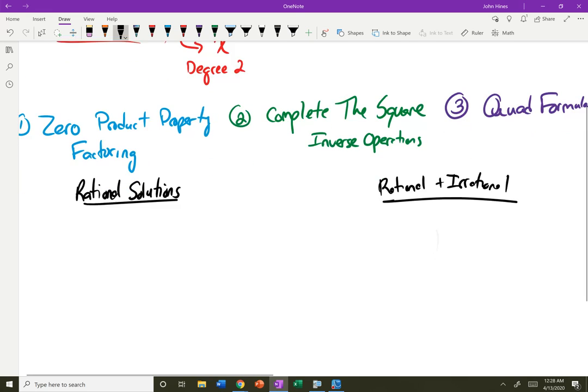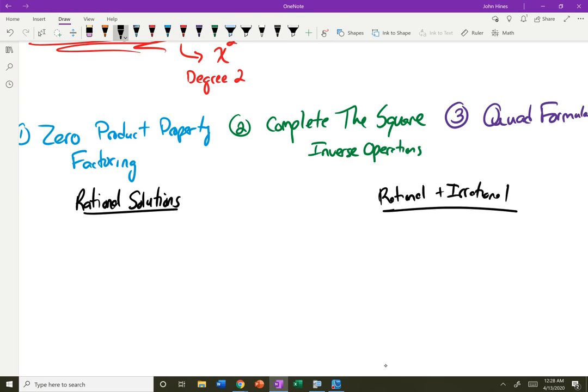So the key thing, regardless of what method we do, we need to make sure it's set equal to 0. Whenever we solve quadratic equations, we set them equal to 0, regardless of what technique we're going to use. So it should look like ax squared plus bx plus c.